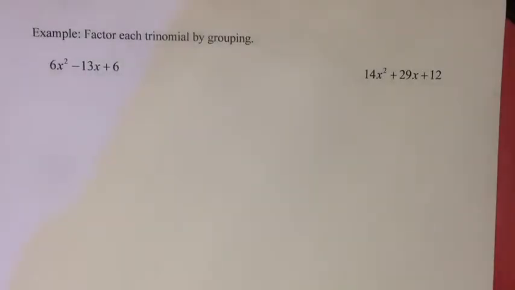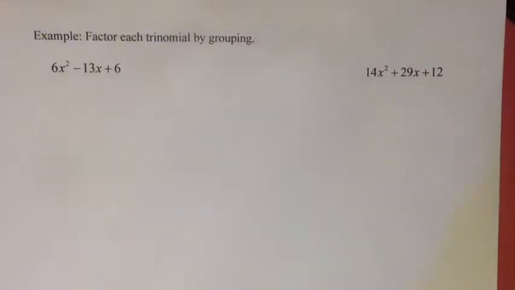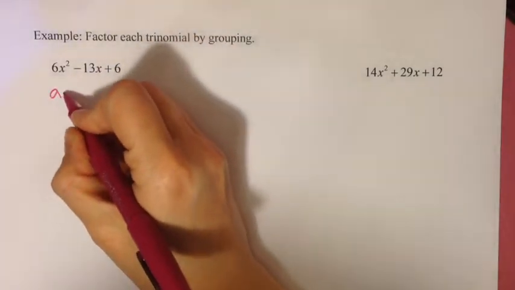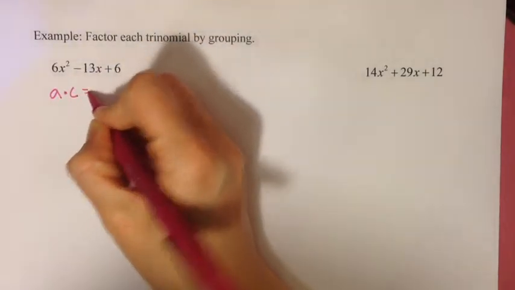Okay, that's enough talk about why the method works. Let's just do some examples. My first example is 6x squared minus 13x plus 6. So remember that I'm going to start by looking for factors of a times c.